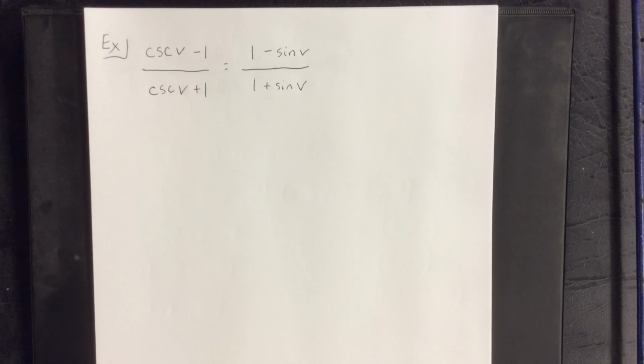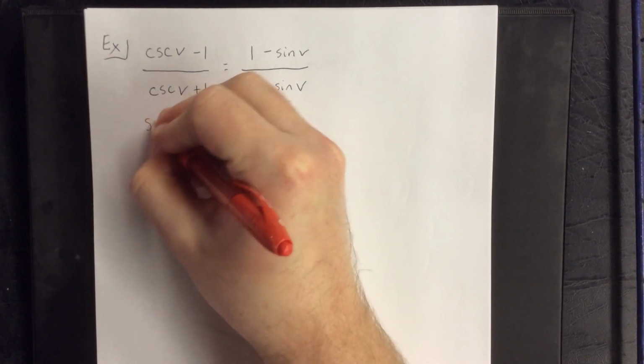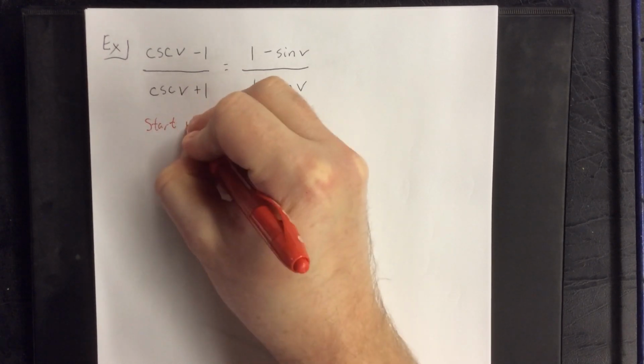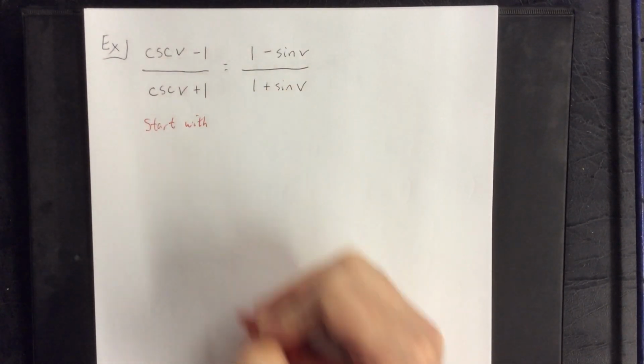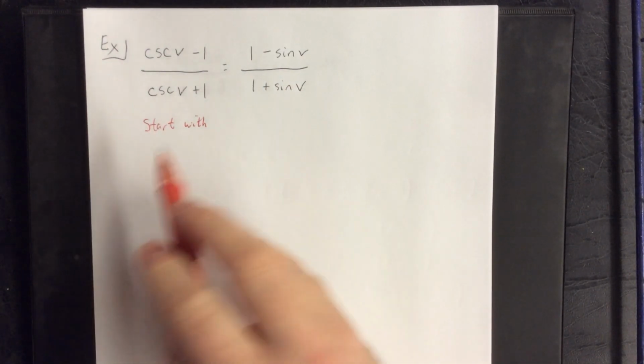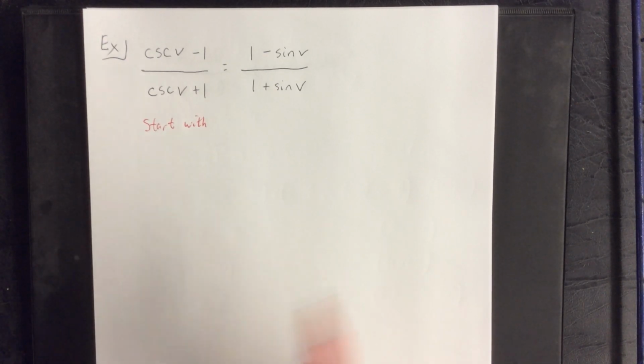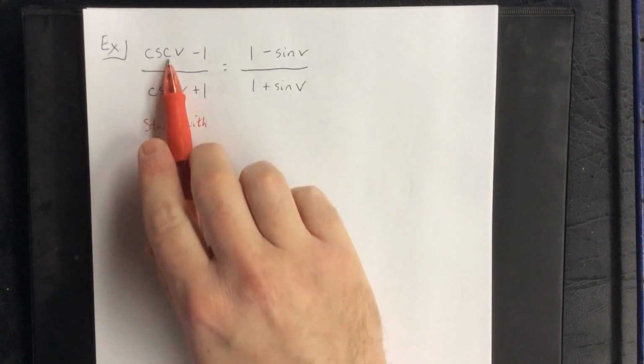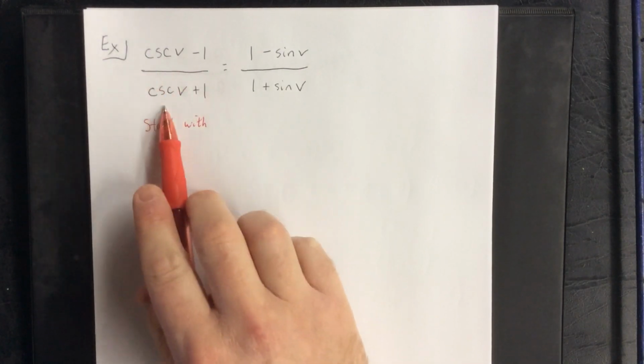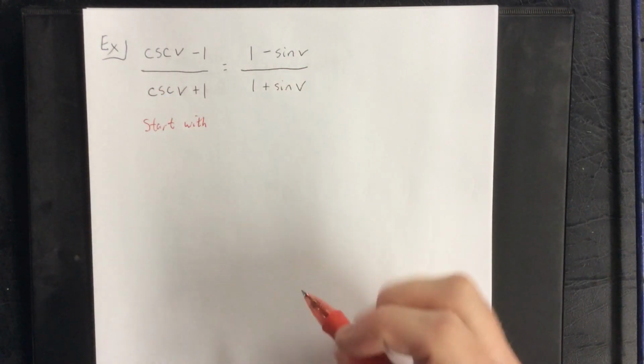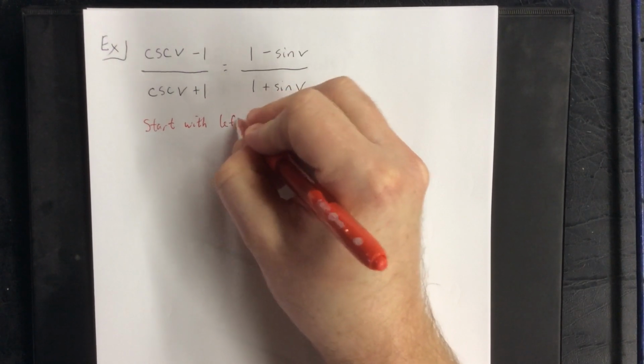Directions are the same as before. Verify the identity, justify each step. I'm going to start with the more complicated side. Now, in terms of their algebraic properties, these sides look to be about equivalent to each other. But I would consider the left side to be more complicated, as I tend to work less with the cosecant than I do with the sine. So I'm going to start with the left side once again.